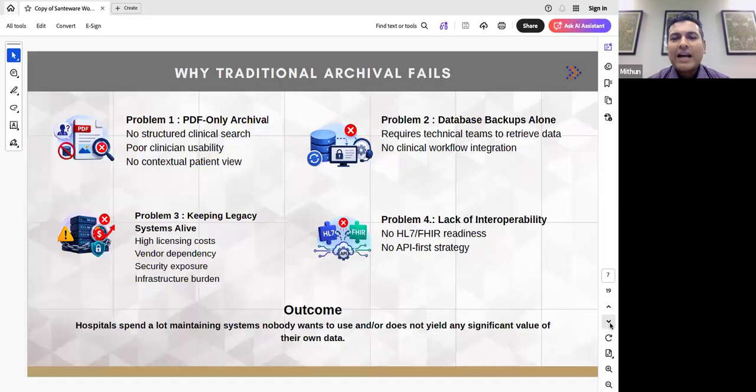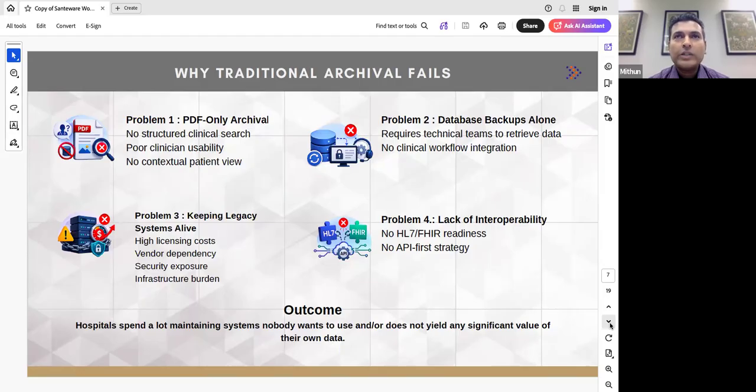The second one is the database backup, which again is technical in nature, but it doesn't serve the purpose because you just back up the data of your legacy application and put it somewhere on your server. And nobody other than your technical team has access to it. And there's no real clinical workflow integration. And your clinicians do not have visibility of that data. Plus, it's very expensive to restore the data again if you want to use it and integrate it with your current application.